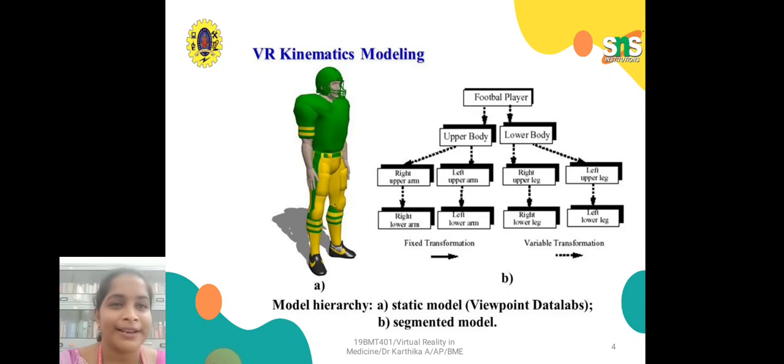See the virtual reality kinematics modeling. See the model hierarchy, a static model viewpoint database, and also we have a segmented model. Here consider a football player. We have upper body as well as lower body, and we have right upper arm, left upper arm, right upper leg, left upper leg. Also we have right lower arm, left lower arm, right lower leg, and left lower leg. We have to consider both fixed and variable transformation based on our virtual reality applications.